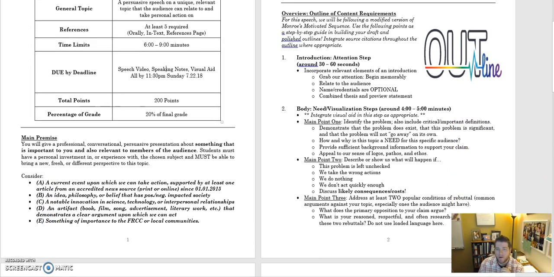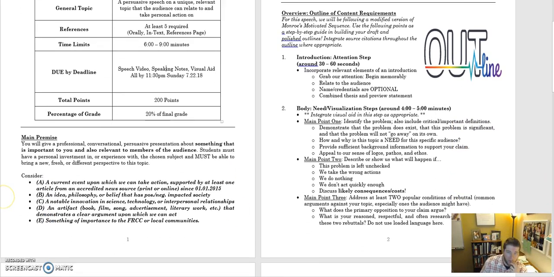So then I give you the main premise here, and I give you some things to think about. You want to try to find something that is important to you and relevant to the members of your audience as much as possible, okay? And the reason why is because if you're going to talk about the cultural significance of anime to a room full of people who don't even know what anime is, then you're going to have to make it relevant to them, right? So if it's not relevant to them, make it that way, okay?